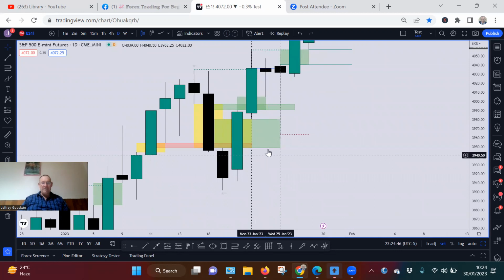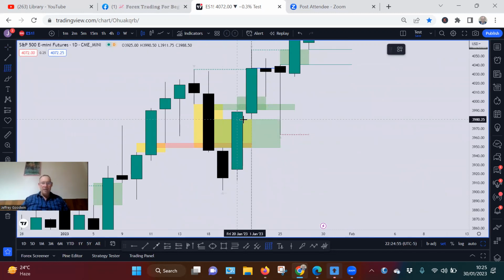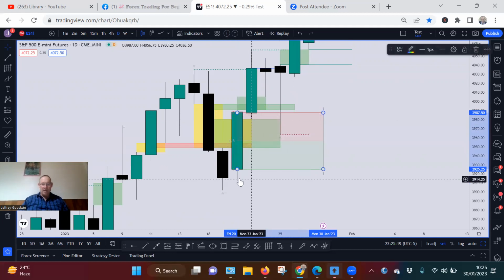Yeah, let's take 50% of this imbalance area here. This imbalance, just there to there. That's 50% there. Just tapped into that. Now, what we're actually doing is we're going to look at the whole length of this candle. Let's see what happens now. Again, doesn't quite make it.